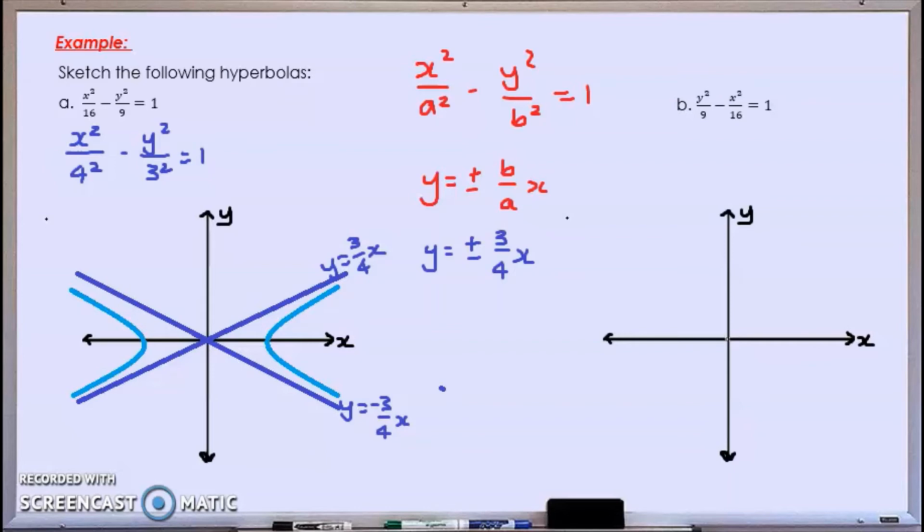On the other side, and we'll do this one in green, you can see I have my y term first. Everything else is the same. It's still y squared over 3 squared. It's still x squared over 4 squared. Everything is the same except for the order. That means my asymptotes are going to be exactly the same. So they're still going to be here and here. They're still going to have the same equations as these. And of course, we should be writing them in.